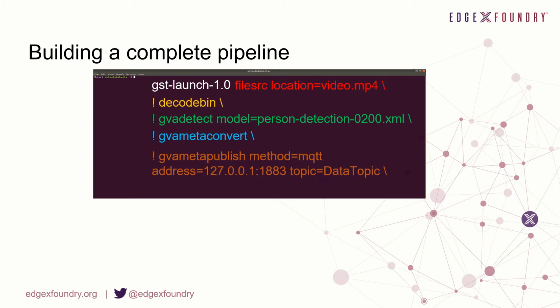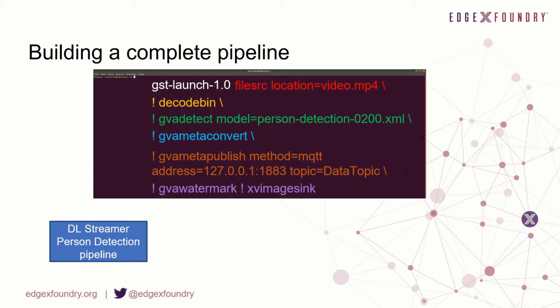We specify the method, in this case MQTT. We specify the address of the MQTT Mosquitto broker. In this case, we use 127.0.0.1, which is localhost, without a specific port. And then we just choose a topic. And lastly, the same command as before, gvawatermark and xvimagesink, to draw the bounding boxes and then show the post-processed video on the window.